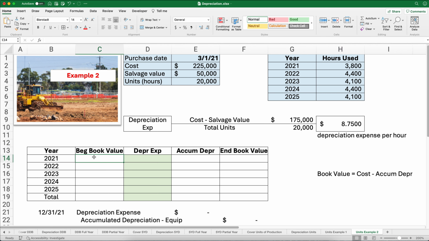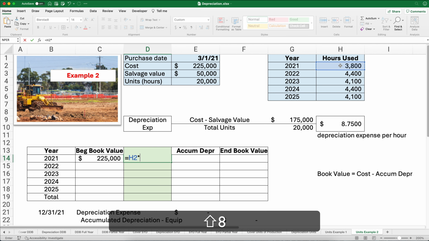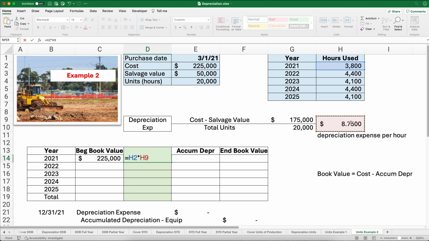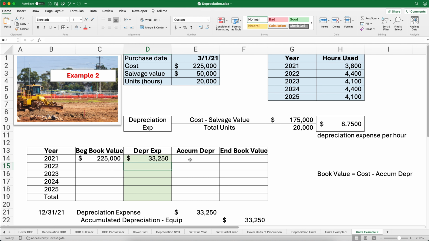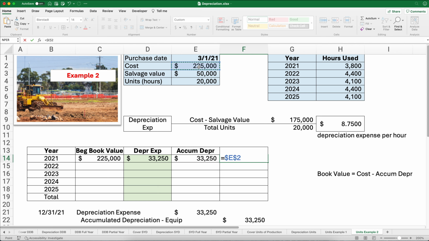So here's how we do this. This should be familiar to you. We're going to take the $225,000, that's our original book value. Our depreciation expense is going to be 3,800, multiplied times the $8.75. We'll make that absolute. $33,250. Our accumulated depreciation is going to be that $33,250, and we'll take our original cost of $225,000, make it absolute, minus the $33,250 next to it. So what we have allocated is depreciation the very first year of $33,250.